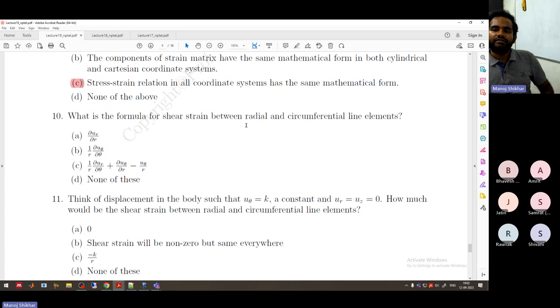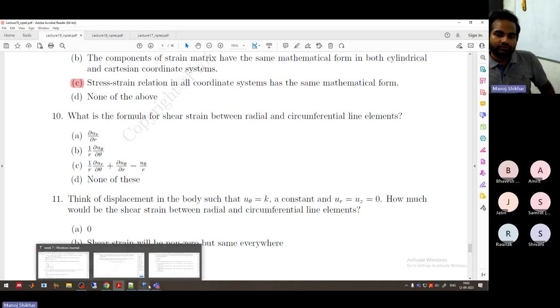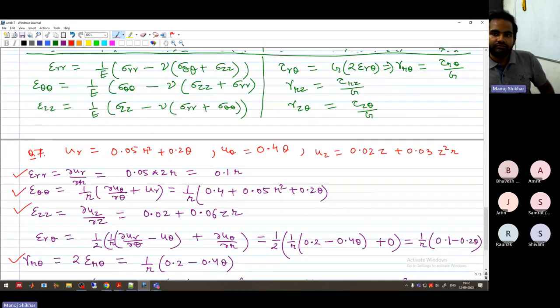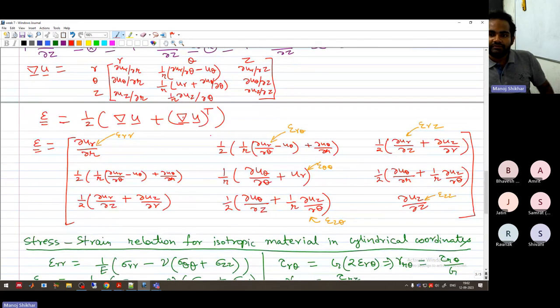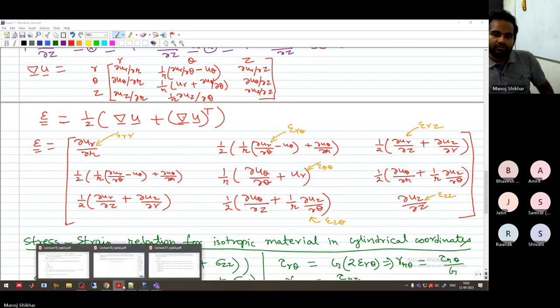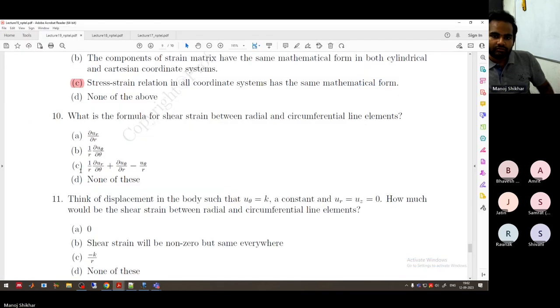So what is the formula for shear strain between radial and circumferential line elements? They basically want you to state the formula of gamma r theta. Okay, so we have already derived it. So 2 times this quantity will be gamma r theta. So it will be 1 by r del u r by del theta minus u theta plus del u theta by del r. So is there any option like that? This is the option.